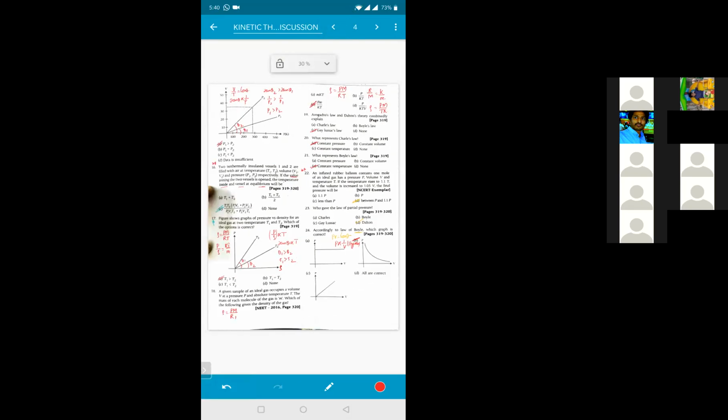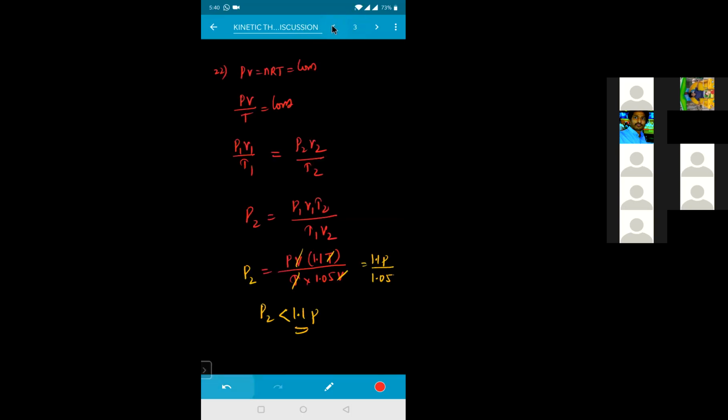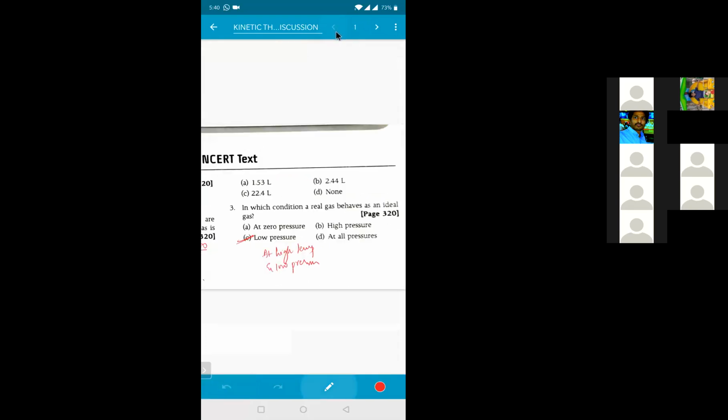So we have done with the topic related to the molecular nature and the behavior of gases in the first part. We'll try to do the remaining questions in tomorrow's session of your class.